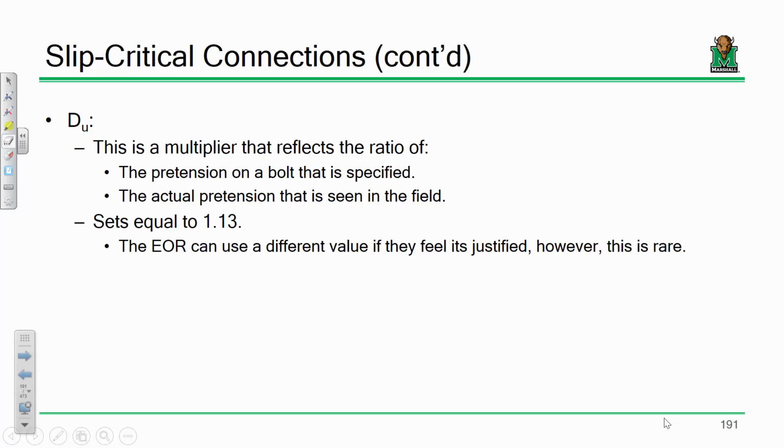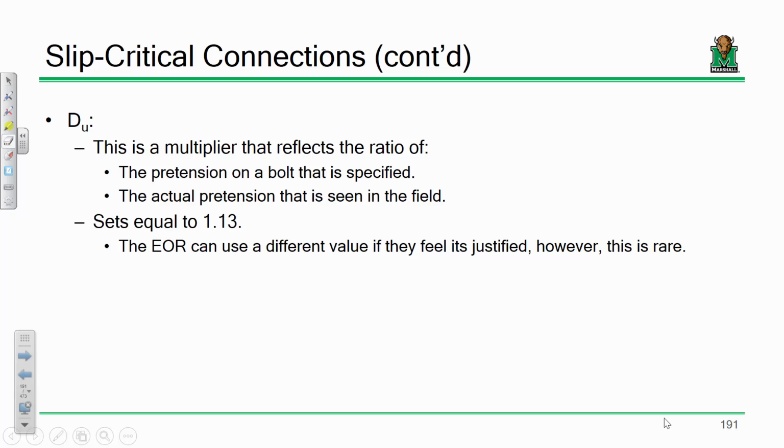One of the things about the spec is that it's pretty much equal to 1.13 according to the spec, but the spec does have a provision that states that the EOR can use a different value if they feel justified. Pop quiz, what do I mean by EOR? Anybody heard that term before? The engineer of record. He or she who is stamping the drawings. So the EOR can use a different value if they feel it's justified.